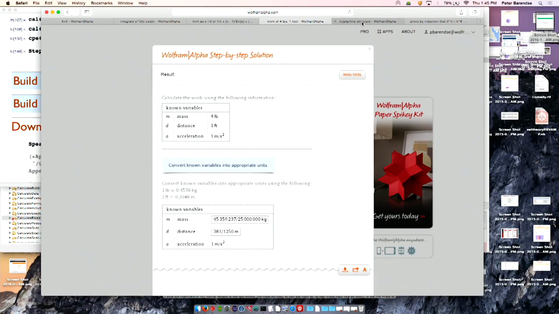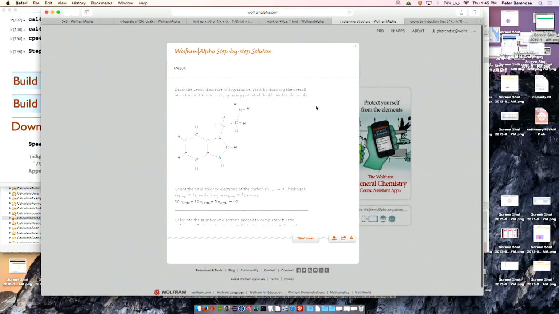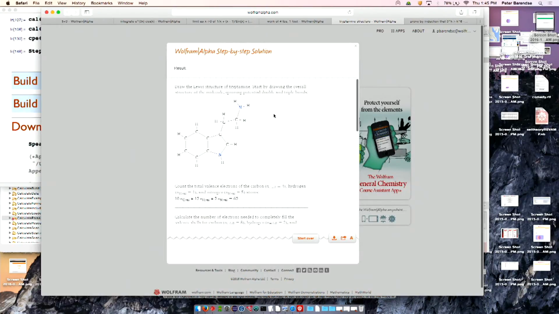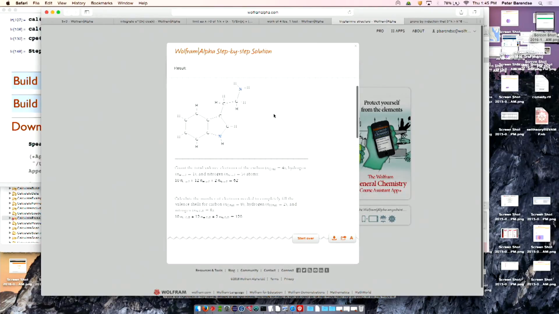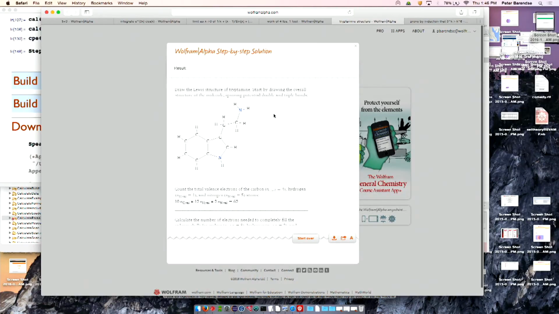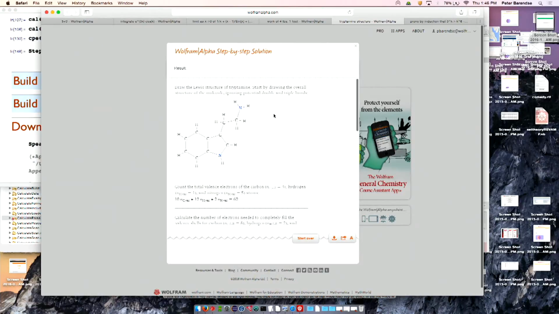So an example of a chemistry one, if you say tryptamine structure, you get a Wolfram Alpha output with some pods, and you press step by step, and you get a step by step that explains how to draw the Lewis structure. That's the electrons and their bonds between... I'm not a chemist.